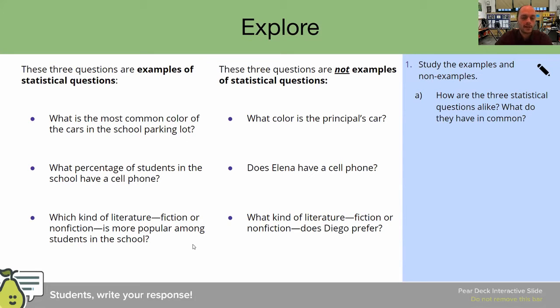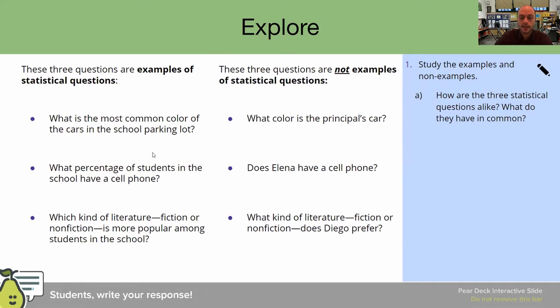All right, welcome back. The reason why I asked you to do that is because if you look at the question that they're asking us over here on the right, it says, study the examples and non-examples. We haven't looked at the non-examples yet. We're going to do that momentarily. But over here, it says, how are the three statistical questions alike? What do they have in common? So we just read the three different statistical questions, and now we can answer, what do they have alike? So please pause the video, think about that one more time, and then let's answer it together.